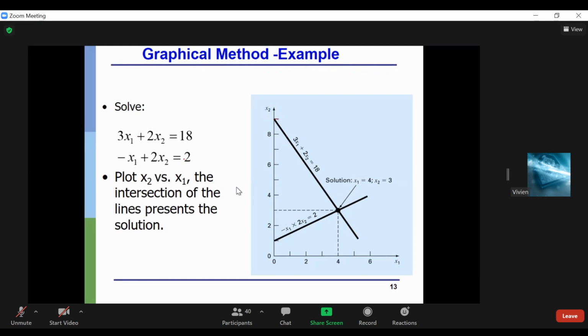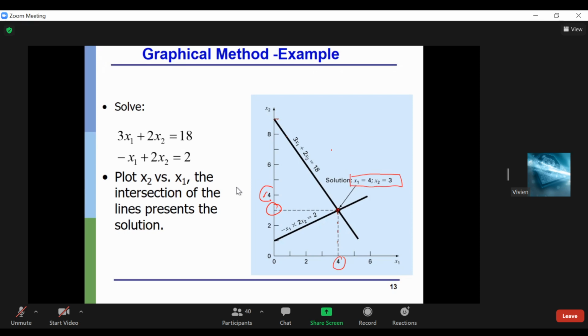Again, for the second line, we do the same. So this is for the second equation. The intersection of these two lines will be the solution. The values of x1 and x2 there will be the solution for this case. In this case, x1 is 4 and x2 is 3. So this is the graphical method.